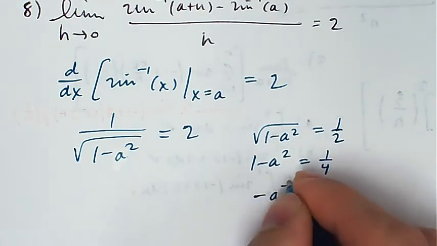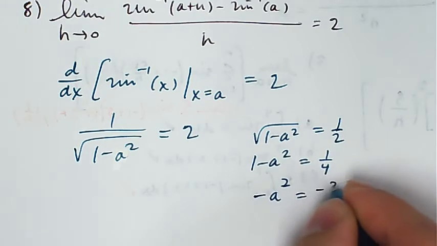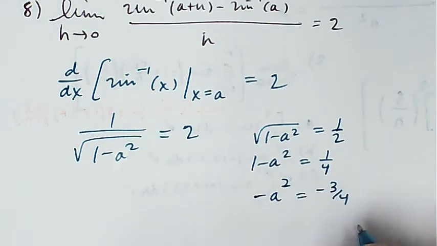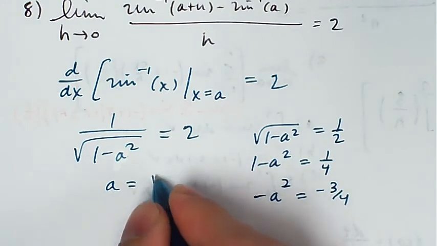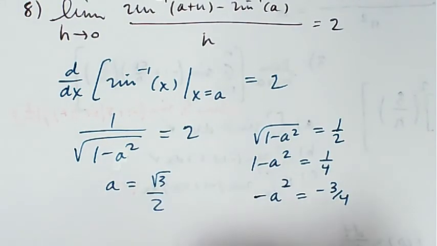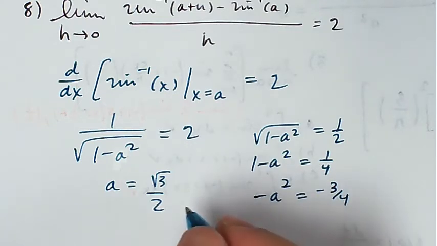So negative a squared equals negative 3/4, meaning a squared is 3/4 and a is plus or minus root 3 over 2. You're only going to see one of those in the answer choices. That's why they said it could be the value. Okay. That's how you did that one.